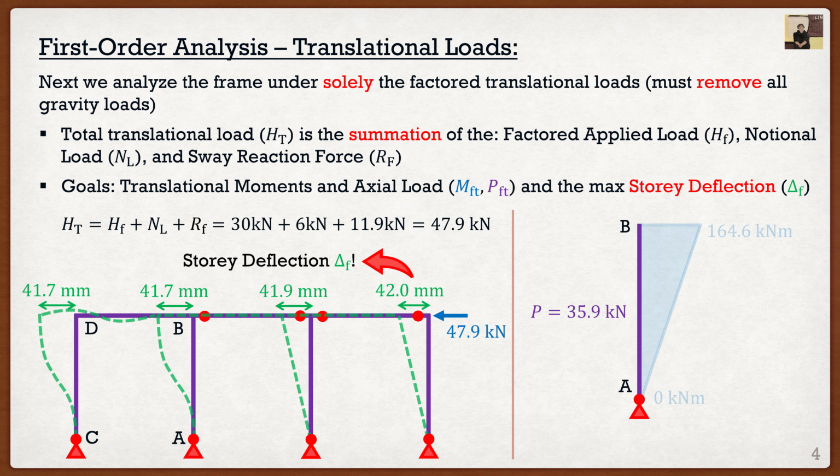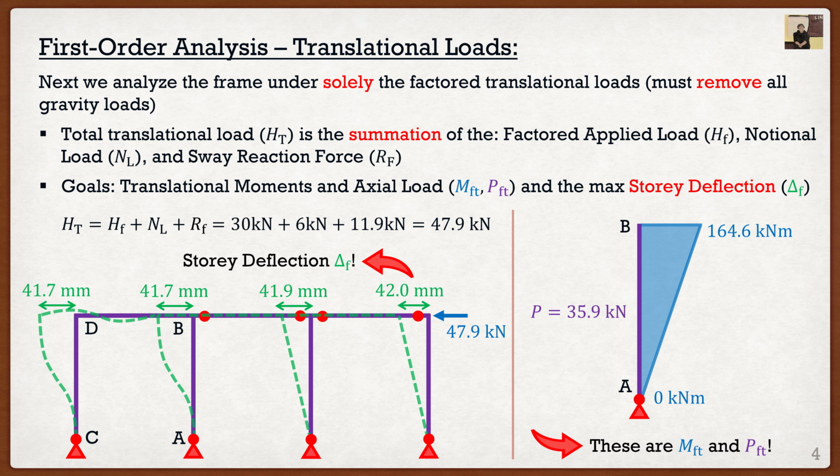So directly from S-frame, we can find the bending moment profile, which starts at 0 and goes linearly up to 164.6 kilonewton meters. Again, note sign convention. In the gravity load analysis, it was linear as well, but it went into the negative moment region. In this case, we have positive moments. So as we are going to see, everything is going to start counteracting each other. But this is it for the first order analysis. So from here, we just obtained MFT as well as PFT.